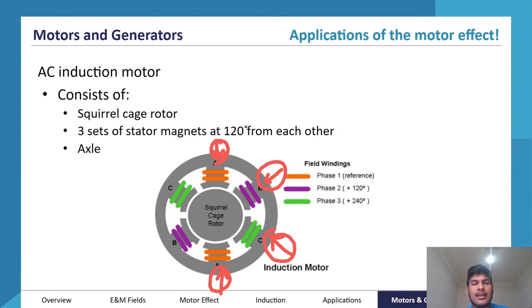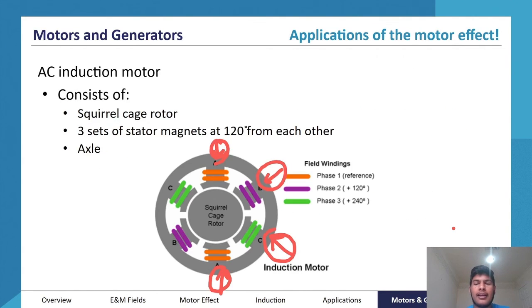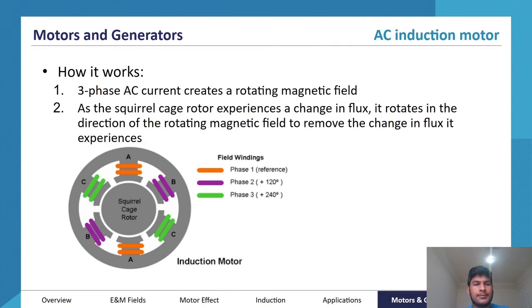This phase difference between the three sets of stator magnets, in the case of the squirrel cage rotor, looks like a rotating magnetic field. Because of that rotating magnetic field, by Lenz's law, just like with a single magnet, the rotor tries to oppose the change in flux by rotating alongside it, in this direction. As the three-phase AC current creates a rotating magnetic field, we have a north here and a south here generated. Then when we turn that off, we have a north here and a south here. Turn that off, and keep going around and around.